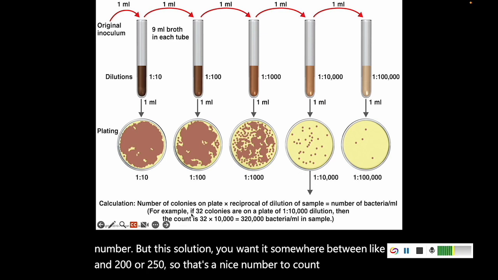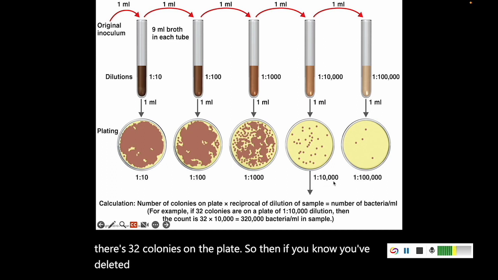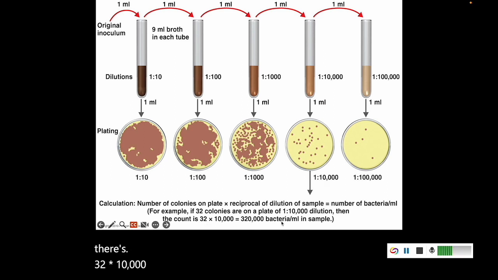Here it says there's 32 colonies on the plate. So then if you know you've diluted it this many times, you multiply back by that and say there's 32 times 10,000, you have 320,000 bacteria.